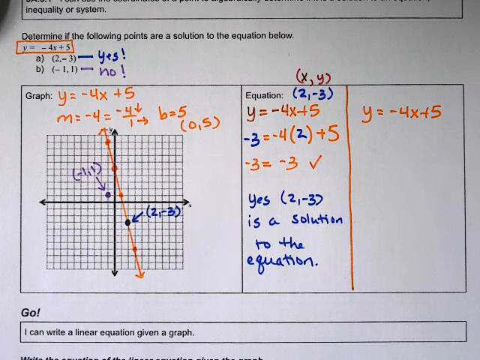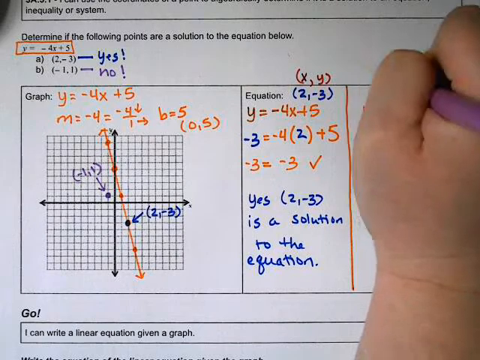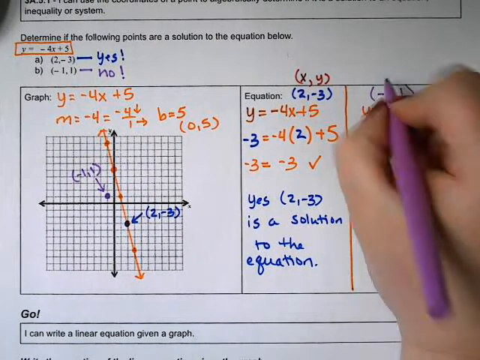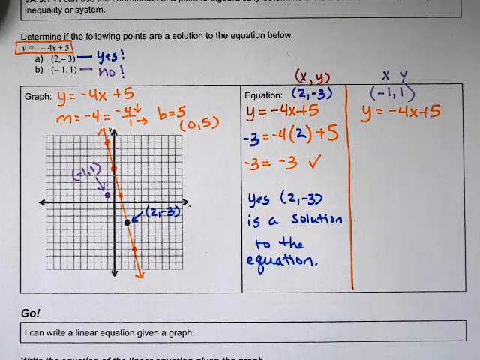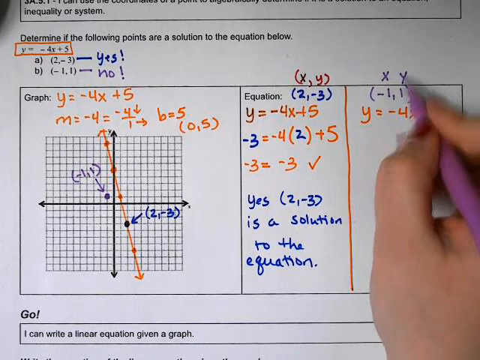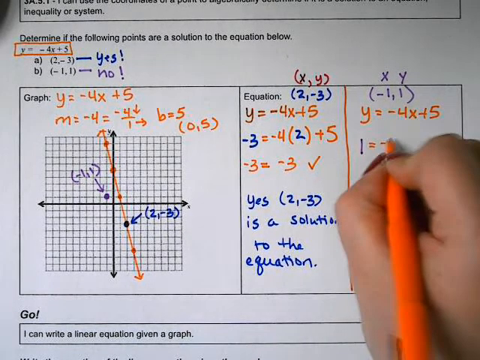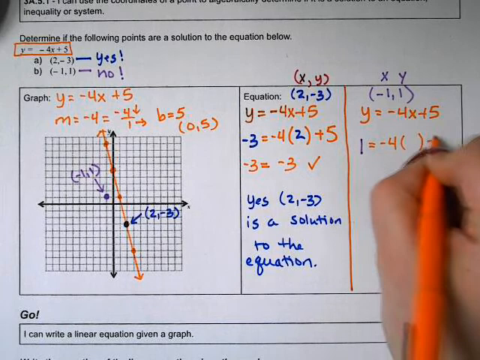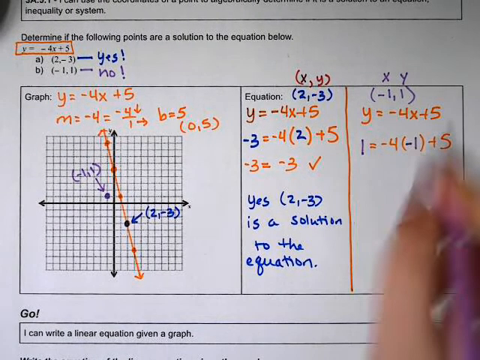Let's do the same thing, but now we're going to test our other point. So now we're going to test the point (-1, 1). So again, this is my x value, this is my y value. I'm going to take out the y and put in the y value that I think it should be. So 1 equals -4, and then the x value that I'm thinking is -1.